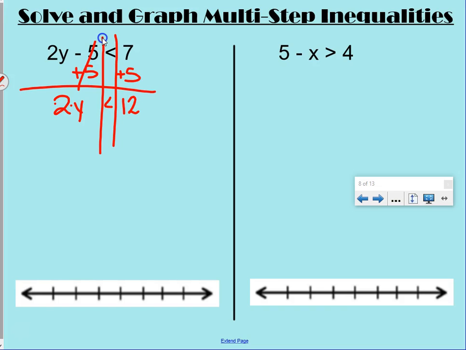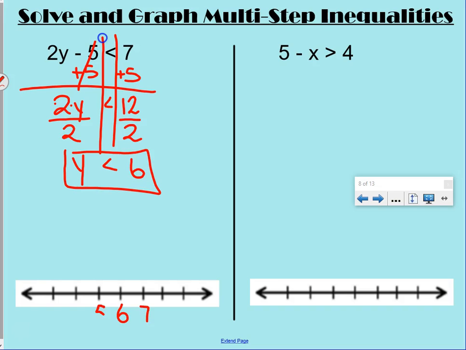2 times y, we undo that multiplication with division. 12 divided by 2 is 6. We divided by a positive number, so our inequality stays the same. y is less than 6. Put 6 in the middle of your graph, 7 on the right, 5 on the left. Open circle, and then we shade in the direction of less than. 5 is less than 6, so 5 is the direction we shade in.